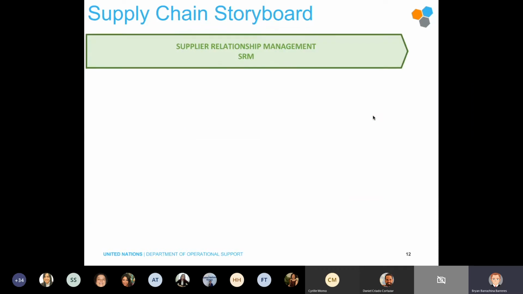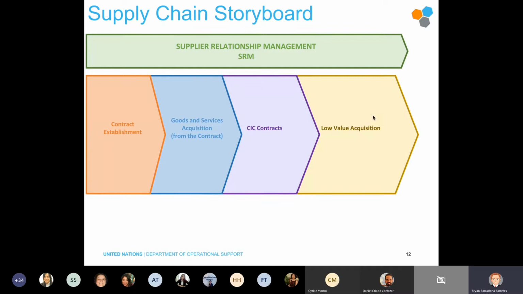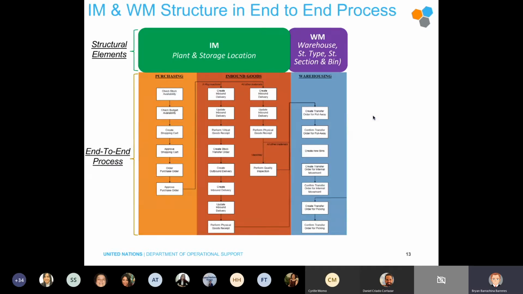Okay, for the SRM or Supplier Relationship Management System, we'll be demoing the creation and establishment of contracts, the goods and services acquisition, CI&C contracts, and low value acquisition. Then from there, we'll jump into the inventory management and warehouse management structures, as we see here.